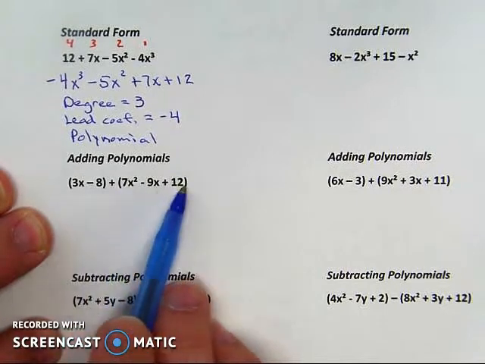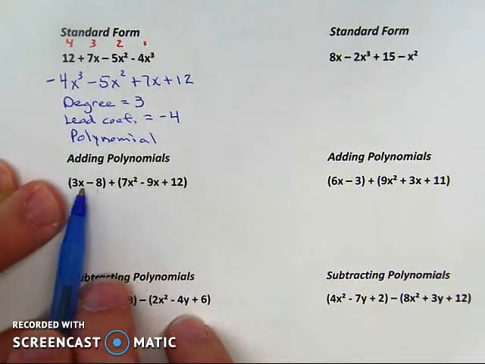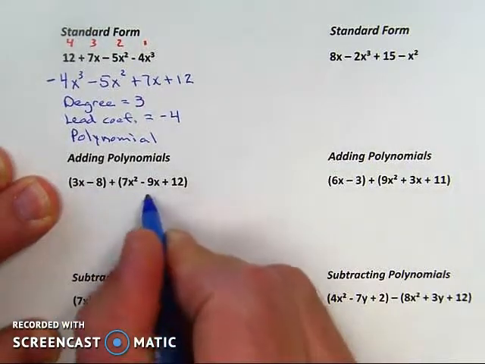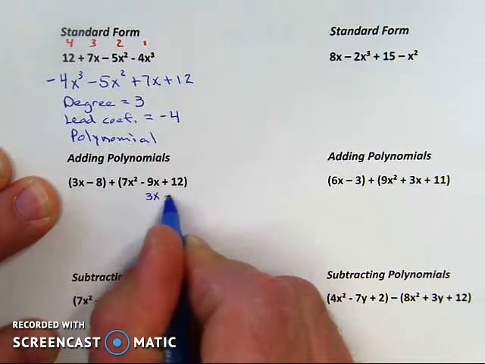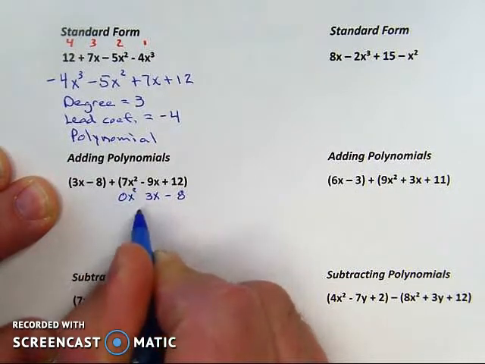I noticed that I have 3 terms on the right, which is a trinomial, and 2 terms on the left. But I'm going to go ahead and line them up over here. So the 3x will line up with the negative 9x. The minus 8 is going to line up with the 12. And if I want to put in a 0x squared right there, I can.